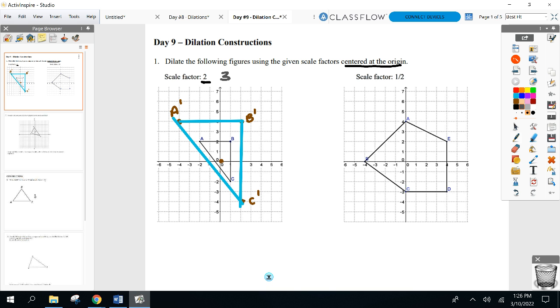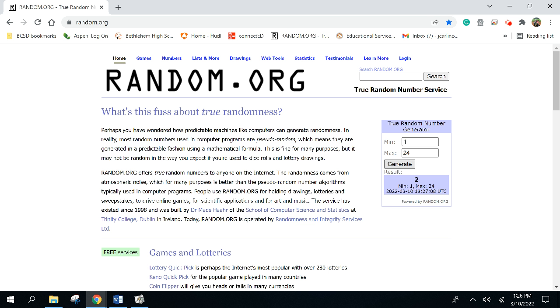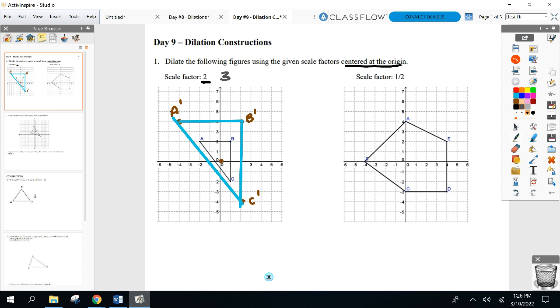So let's take point A. How far is point A from the origin right now? Up 4. It's up 4. So instead of going up 4, I'm going to cut it in half and only go up 2. Point A just got half as close to the origin, A prime.